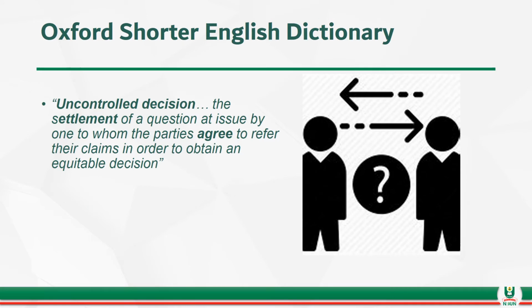What is an uncontrolled decision? Who is being controlled? Who is not being controlled? And when you begin to look at other definitions, you'll see that this definition is lacking if you're looking at it from the legal context.